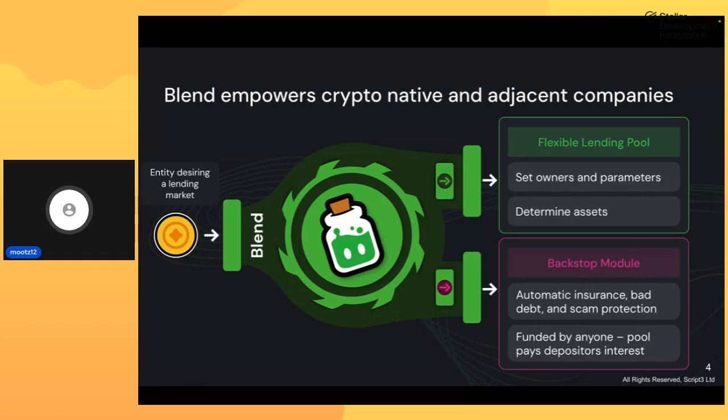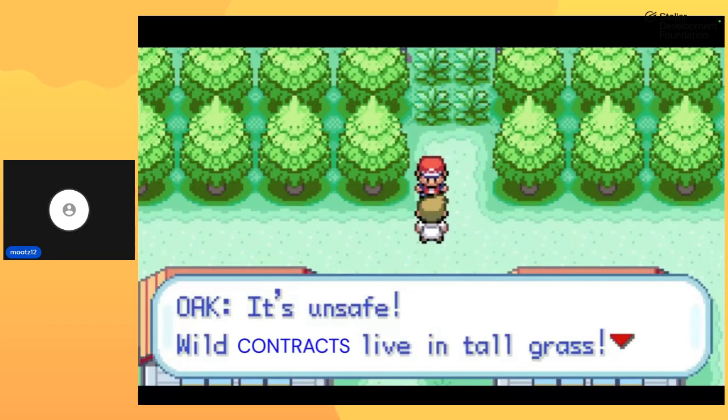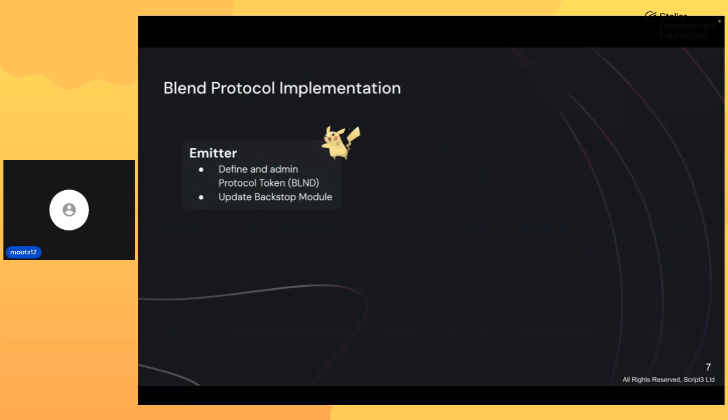These are funded by anyone. The way this all works together is the pool will give some portion of the interest it generates to the backstop module, such that it can provide that layer of insurance for the protocol. That was just a really brief intro as to what Blend does. I want to touch first on how the contracts all work together, since from a security perspective, knowing how the main components of Blend interact is pretty vital.